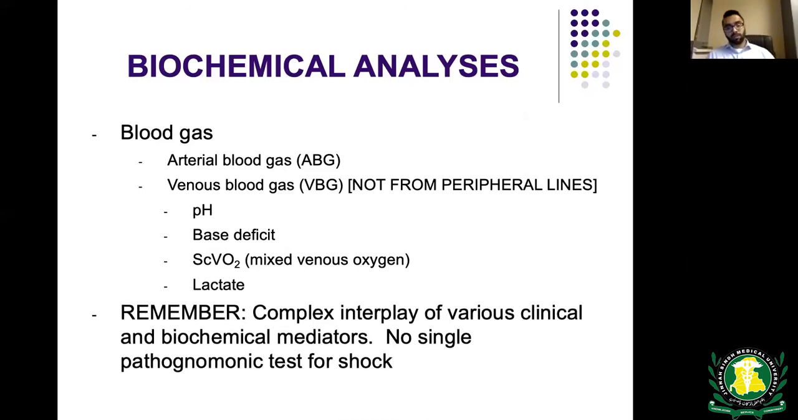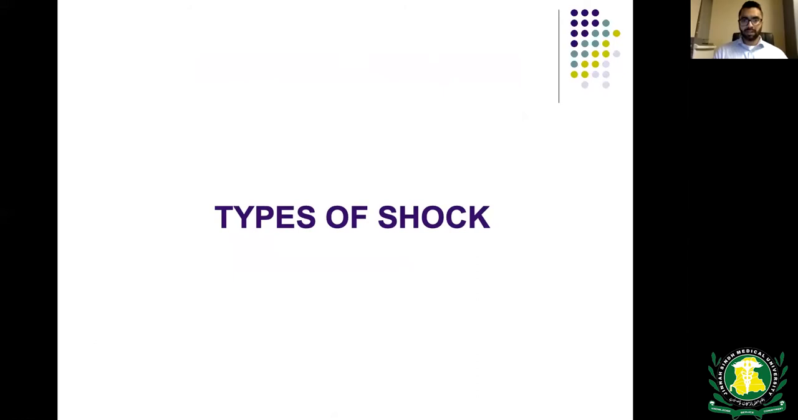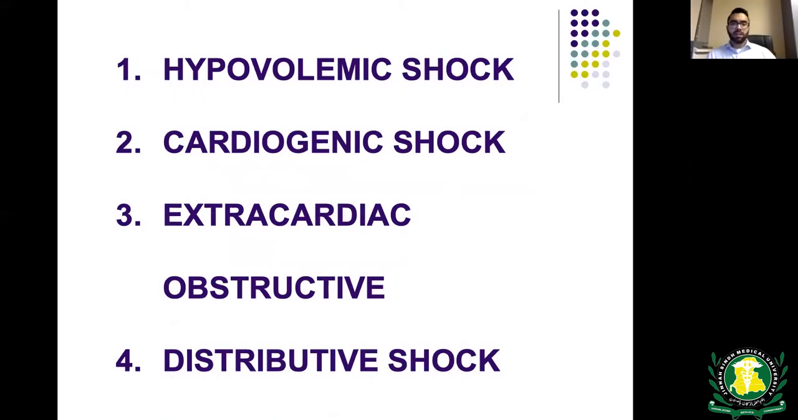But you have to remember that in shock, there's a complex interplay of various clinical and biochemical mediators. There's no single pathognomonic test or single exam or imaging that can diagnose shock. You have to look at the whole clinical picture in context. So let's talk about types of shock. As I said, there are 4 major categories: hypovolemic shock, cardiogenic shock, obstructive, and distributive. So let's talk about them individually.